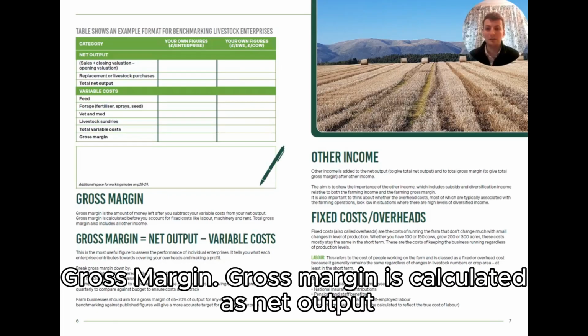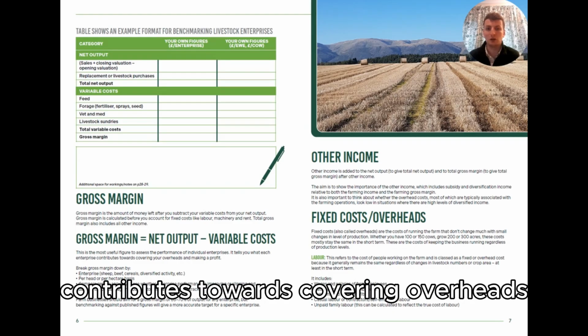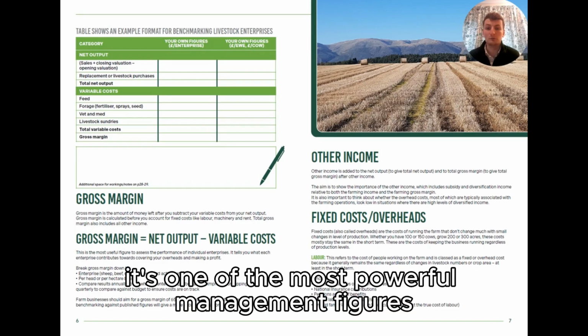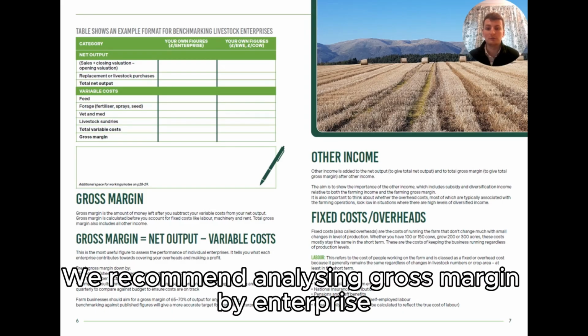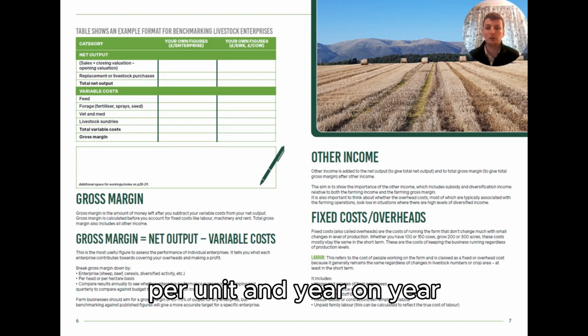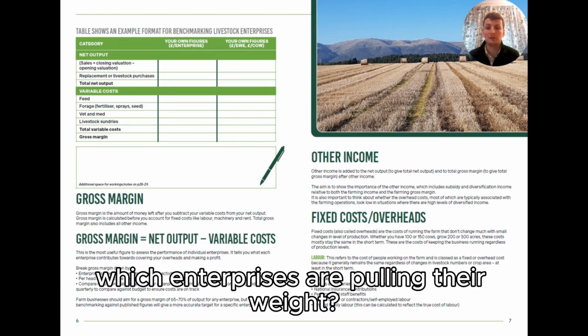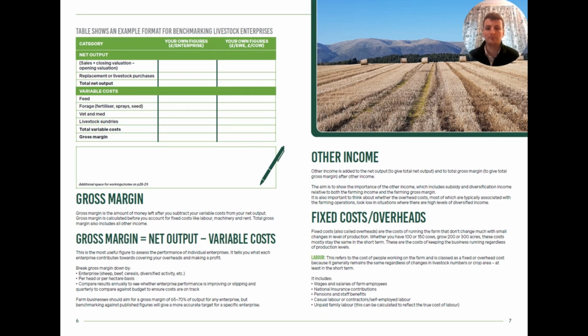Gross margin. Gross margin is calculated as net output minus variable costs. This tells you what each enterprise contributes towards covering overheads and making profit. It's one of the most powerful management figures available. We recommend analysing gross margin by enterprise, per unit, and year on year. It helps answer questions like which enterprises are pulling their weight and which ones are holding the business back.